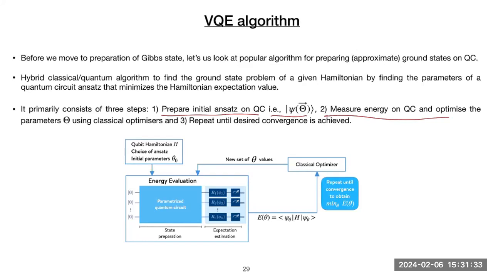And once you have minimized it up to some desired convergence, you note down what theta is, the optimal parameters, and you construct an approximation to the ground state. I'm not saying you can exactly prepare it, because preparing the exact ground state is known to be hard even for a quantum computer. It's a QMA-hard problem. It has a complexity class which is completely different.